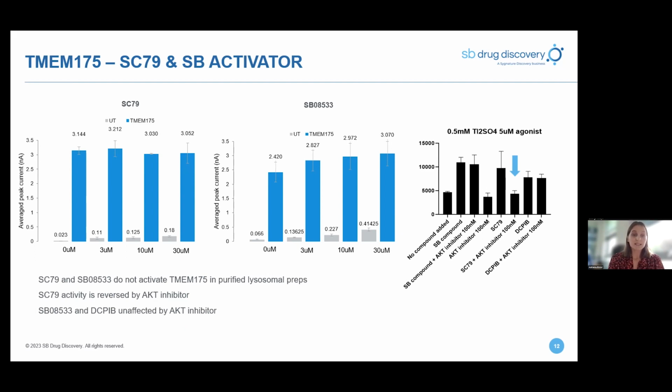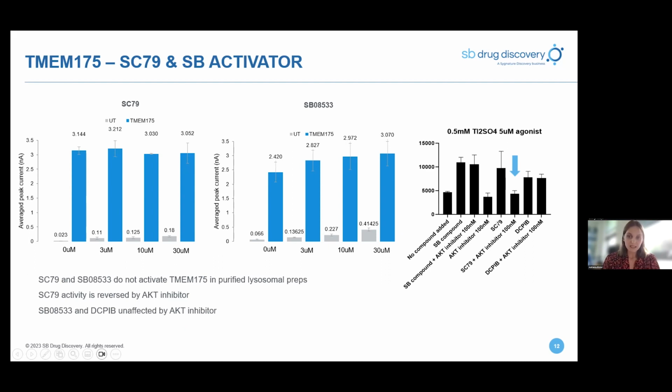And as I said, SC79 works on TMEM through the AKT pathway. So we did a fluorescence study where we used thallium as a proxy to measure potassium translocation on live cells. So this is just no compound added, just fluorescence based only on cells. Then we added our SB compound, and hopefully you can see the activation happening. Same happened with SC79, nice activation in comparison to the no compound bar. And again, we tested DCPIB as a kind of positive control too, also seeing a good activation.